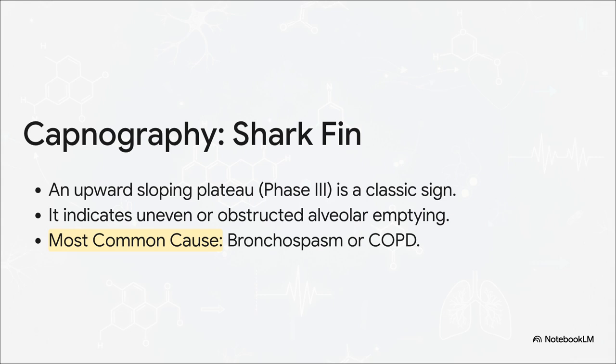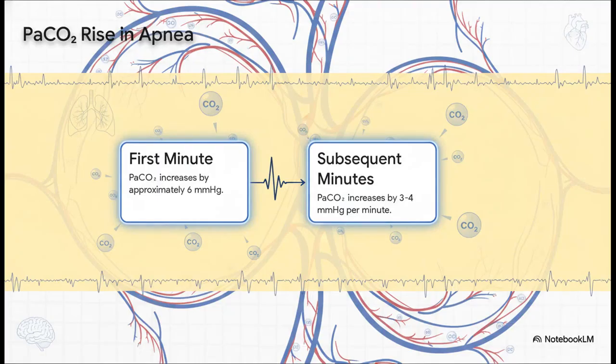Gas from slower emptying parts of the lung with higher CO2 just keeps trickling out, causing that reading to steadily climb. And the most common cause you'll see for this? Bronchospasm. And finally, let's talk about what happens when a patient stops breathing. During apnea, the body keeps producing carbon dioxide and it just builds up in the blood. The rate of this rise is pretty predictable, and it's really important to know. In that very first minute of apnea, the PaCO2 will jump by about 6 millimeters of mercury. After that, it settles into a slower, steadier climb of about 3 to 4 millimeters of mercury for every minute that follows. Knowing these numbers helps you anticipate what's coming and manage those airway emergencies.